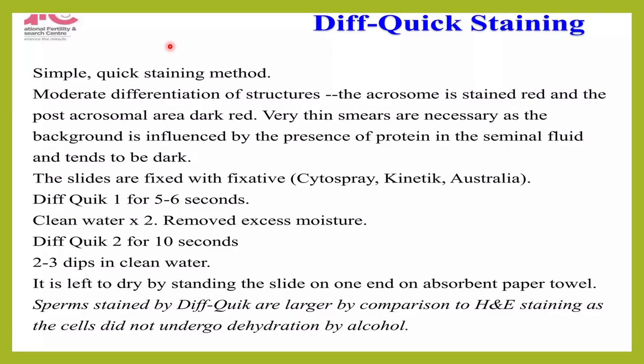Before we go for staining, we will have to make a smear. We take some amount of semen and make a wet smear, as we do for a peripheral smear, and then we fix it and stain it. The slides are fixed with the fixative. We put the Diffquik stain 1 for 5 to 6 seconds. We clean it with water 2 times and then put the Diffquik stain 2 for 10 seconds. It is dipped in water 2 to 3 times and cleaned. It is left to dry by standing the slide on an absorbent paper towel. So that is the way Diffquik staining is done.